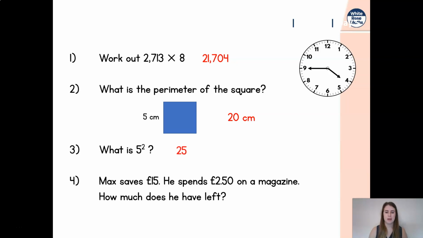Now, Max saves £15 and he spends £2.50 on a magazine. How much is left? So you have to do some taking away. So you'd have to do 15.00, take away 2.50. Okay, and your answer will have given you £12.50. Any of you that managed to have a go at looking at the time here on this clock is 4:45. If it is in the afternoon, pushing to the evening, it's going to be 16:45. So well done if you had a go at the time ones as well.